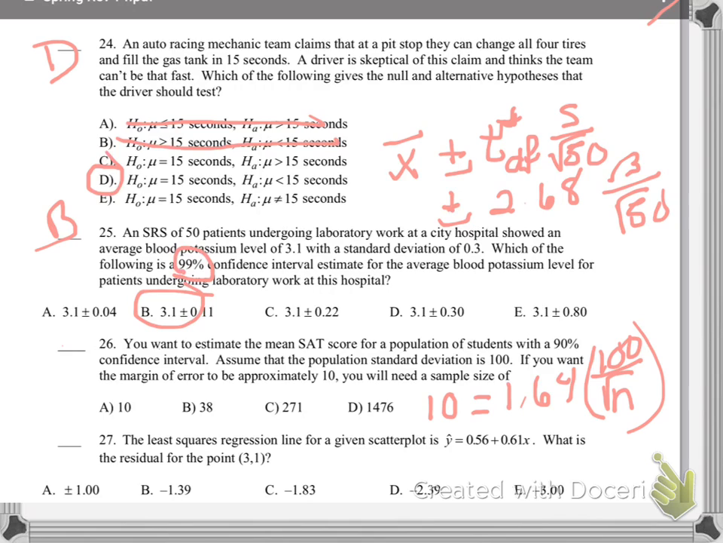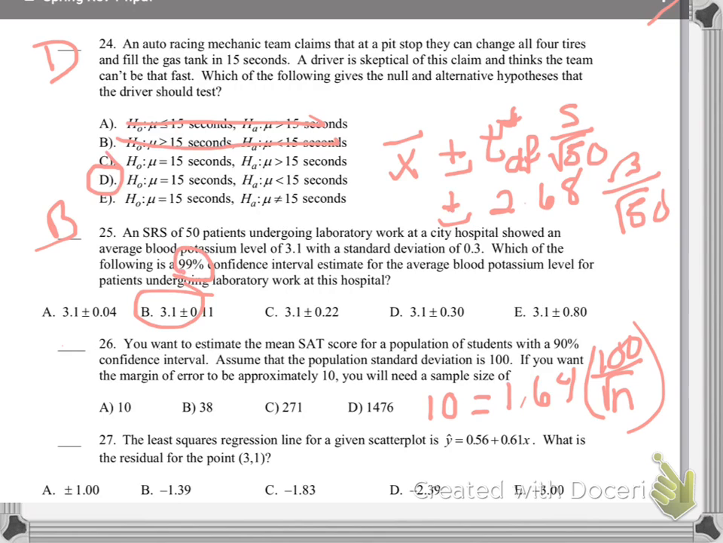Okay, let's do number 26, and here they want us to solve for n. So do you see that I have set it up? We know that margin of error is equal to t star times my standard deviation divided by the square root of n. Now this is a catch-22. Remember, we can't use t star because t star relies on degrees of freedom, and degrees of freedom relies on n. So we have to use z star. So z star for 90% is 1.64. So here is my formula.